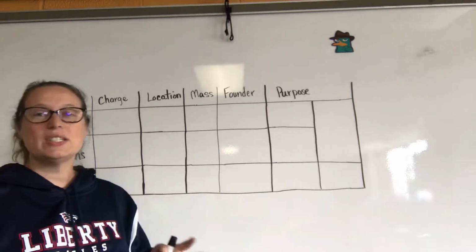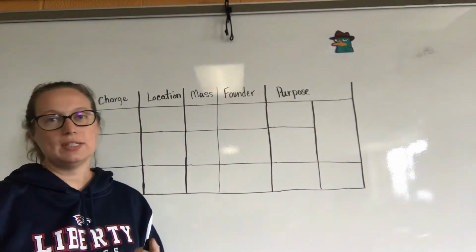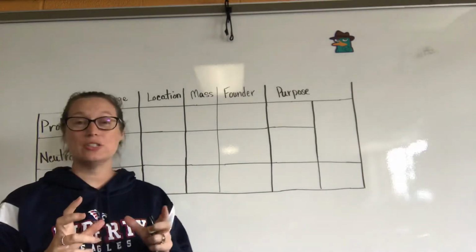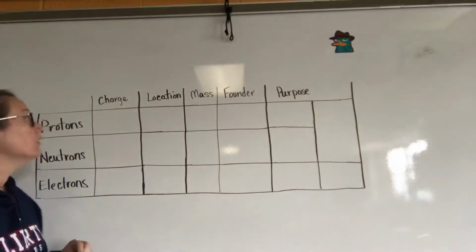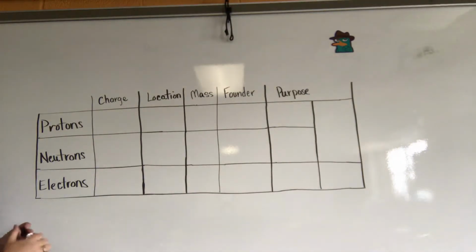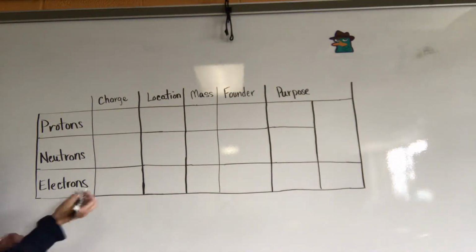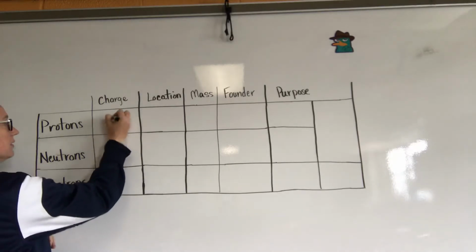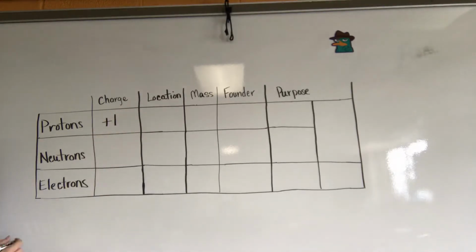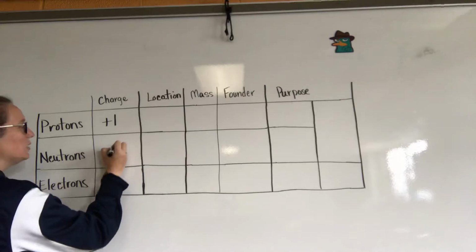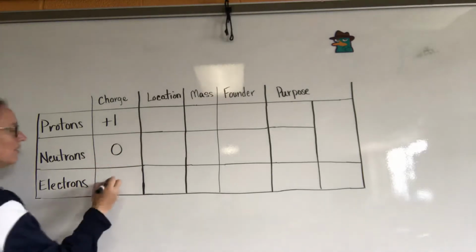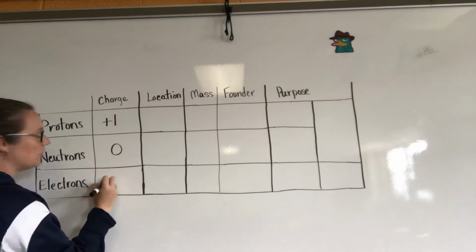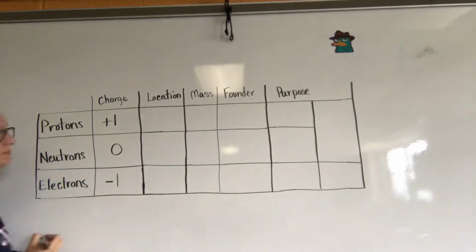Alright, this video is to help you review your protons, neutrons, and electrons and their basic characteristics to distinguish them. So let's start off filling in our chart. The first thing we have, protons. Their charge is a +1. For neutrons, you have a 0. And for electrons, they are the opposite of protons, so they're -1.